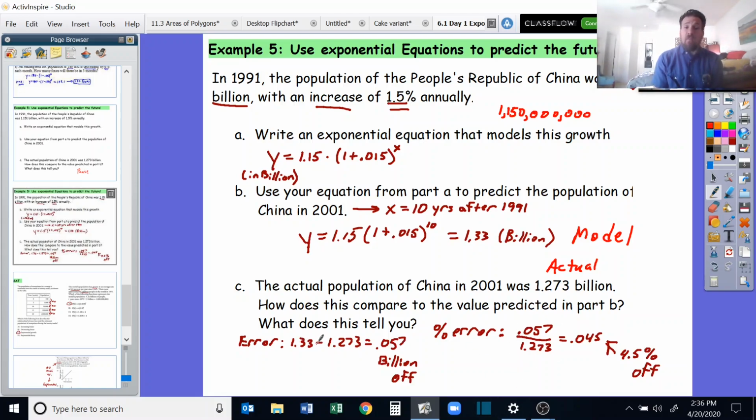We know that it was off by, well, what's the difference there? If we subtract those, 0.057 billion off. So that 0.057 out of what it should have been, 1.273, if I divide that, I get 0.045. That means our model was 4.5% off. And in fact, our model predicted it 4.5% too high. So what that tells us is that the actual rate of growth in China during that period wasn't quite the 1.5% that we used in our model. Maybe it was a little bit lower.